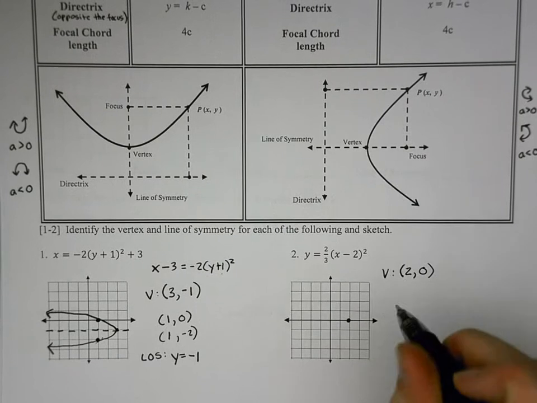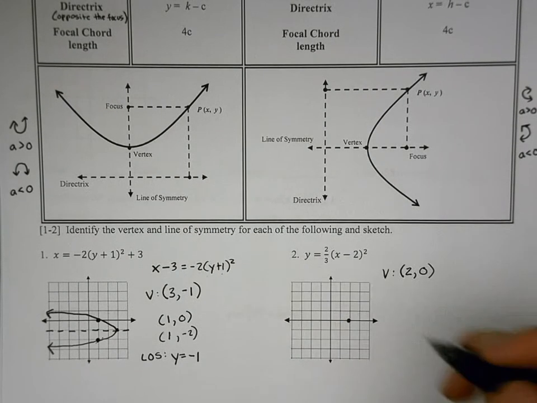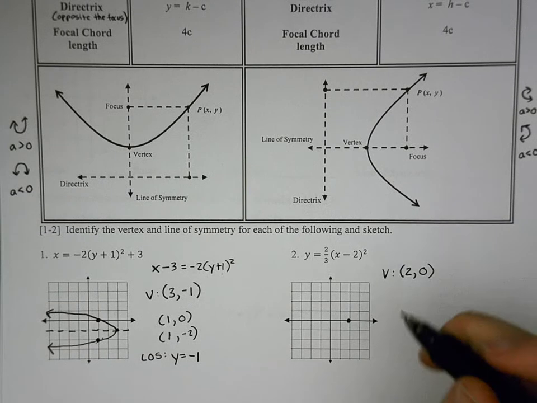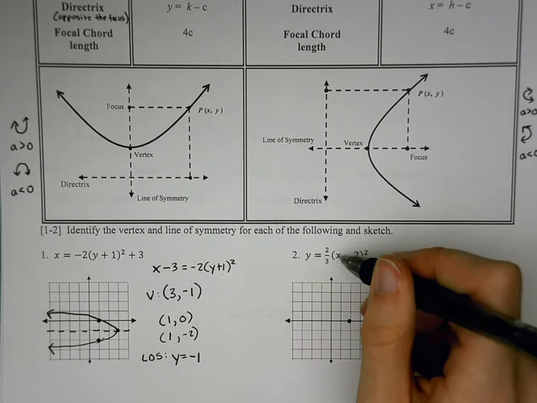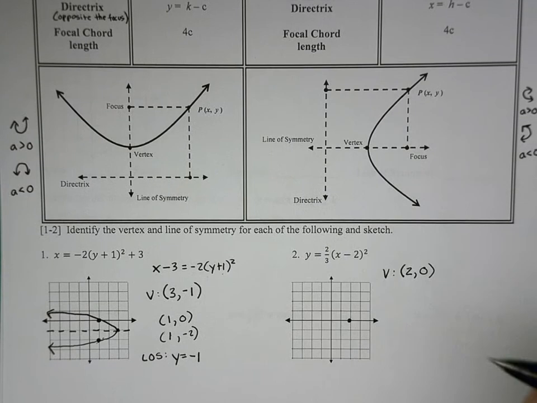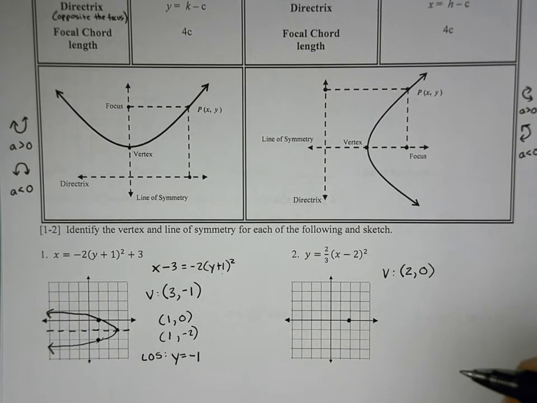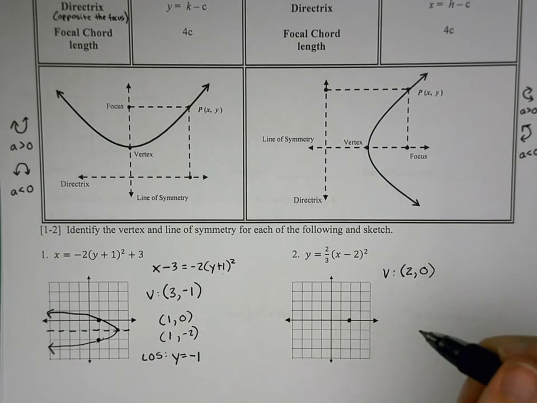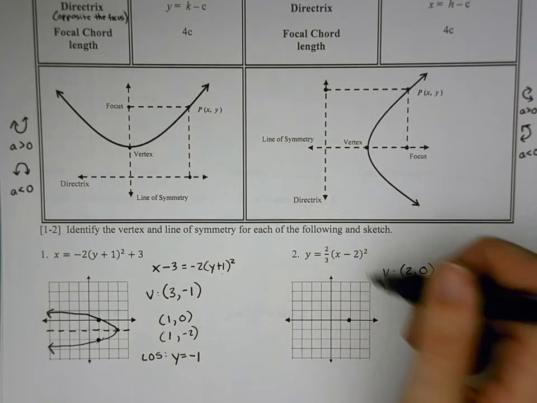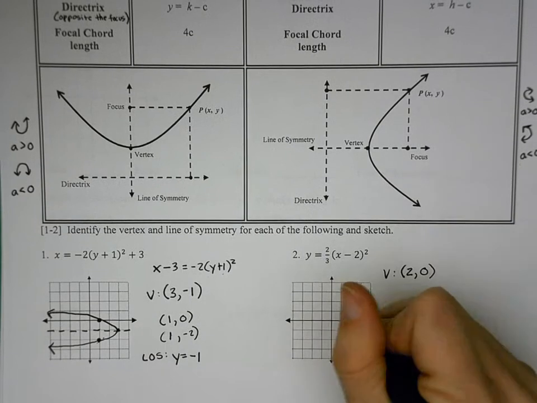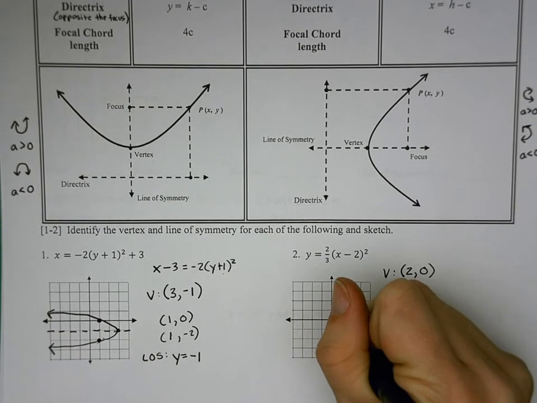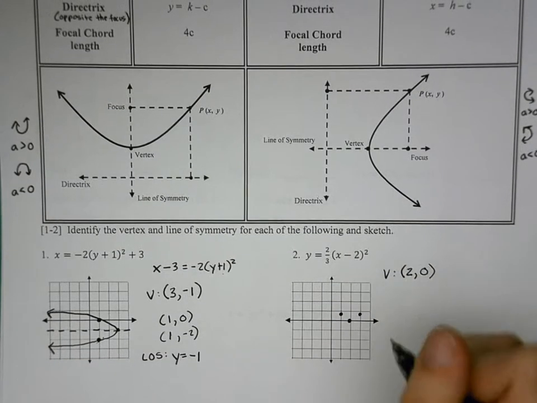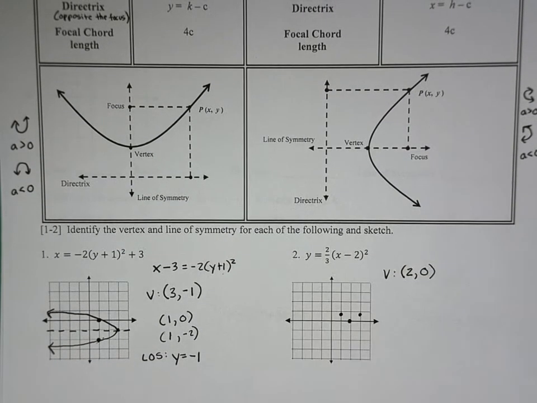Okay. In this case, because the x is being squared, I'm going to plug x's in. So I'm going to start with x equals 2. When I plug in x equals 2, I get 2 minus 2. I'm sorry, x equals 2 would not be helpful. That's my vertex. I'm going to plug in x equals 1. When I plug in 1, I get 1 minus 2, which is negative 1, squared is 1, times 2/3 is 2/3. If you plug in 3, you'll get the same value.